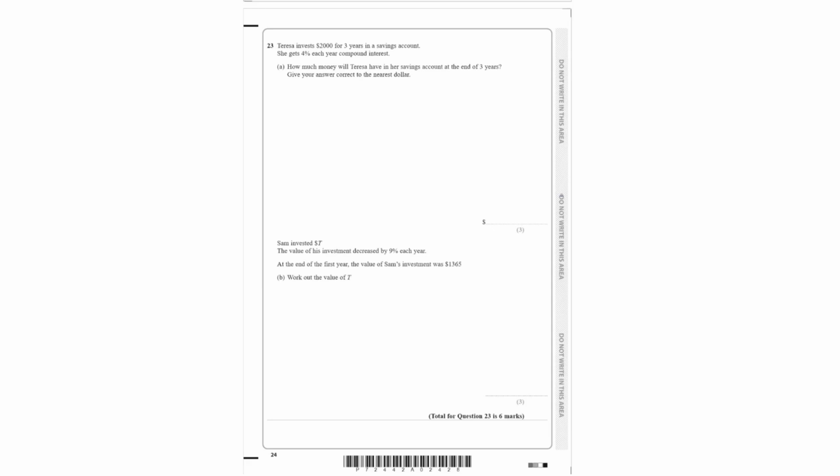Teresa invests $2,000 for 3 years in a savings account. She gets 4% each year compound interest. How much money will Teresa have in her savings account at the end of the 3 years?